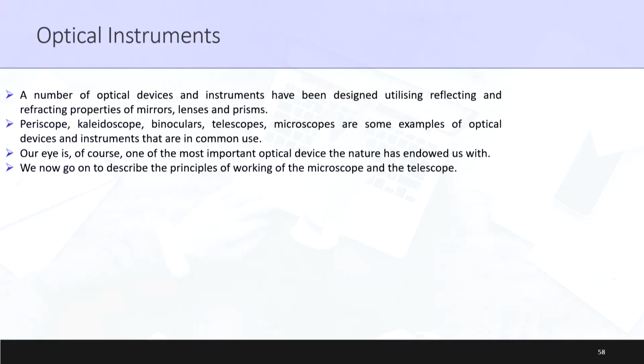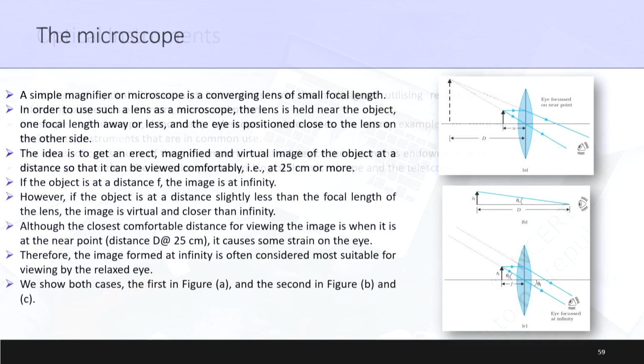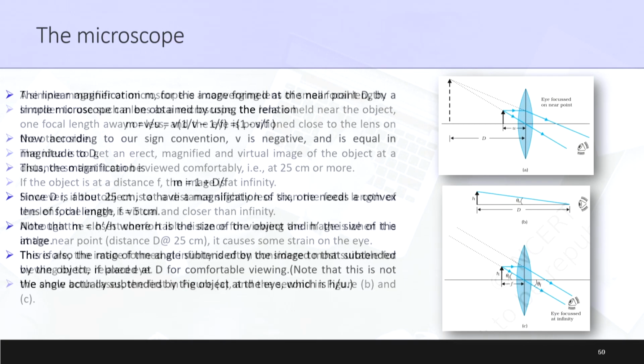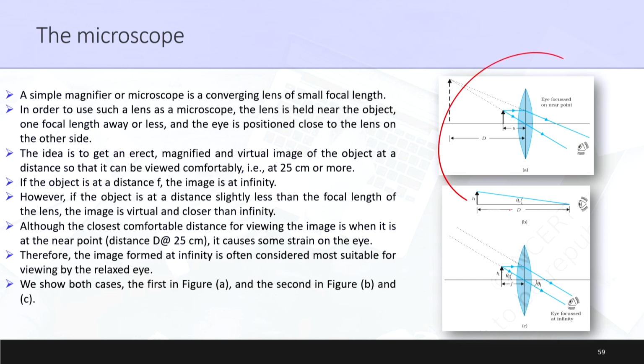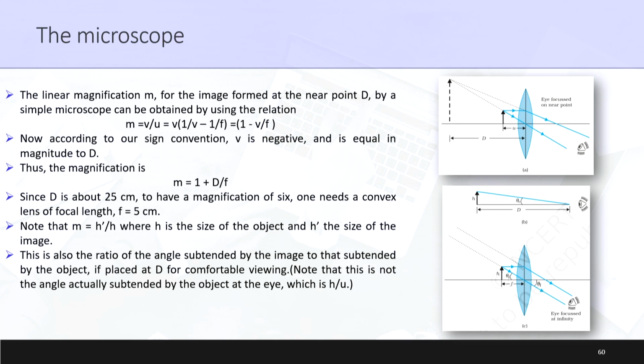So, optical instruments. All these things were already explained in the previous lectures. There were basically three cases: one was the eye focused on the near point, one was at infinity, and one was when the object is at distance u. For the first one, when the image is formed at near point D, the magnification is equal to 1 + D/f. What is capital D? Capital D is the distance, that is 25 centimeters here, and f is the focal length. Fine.